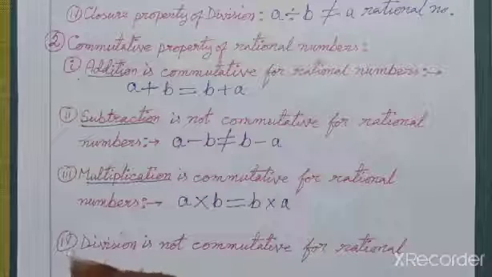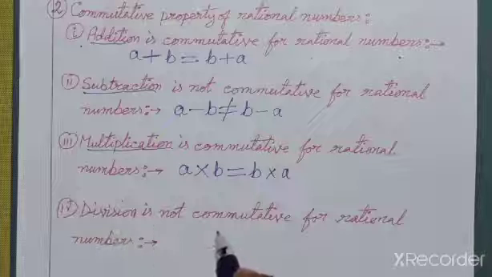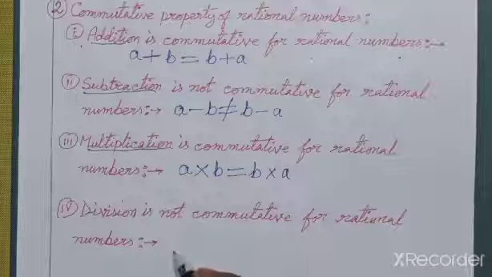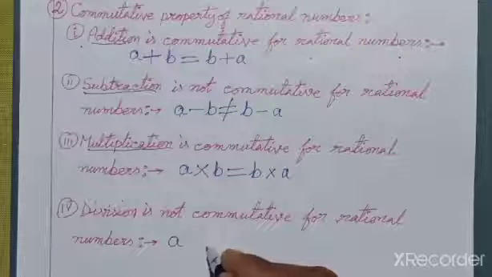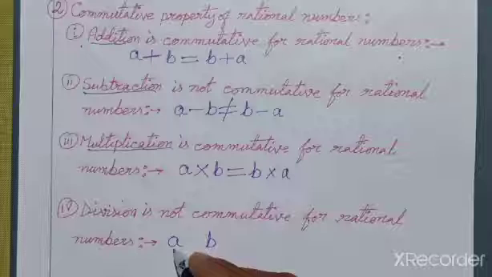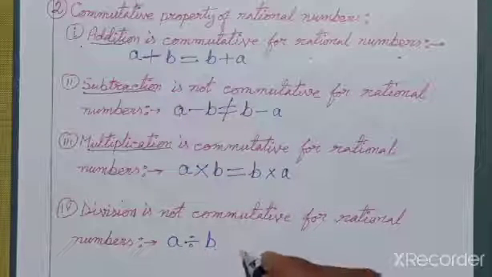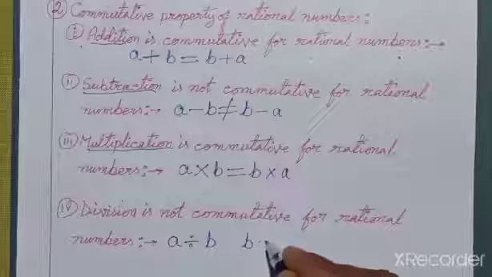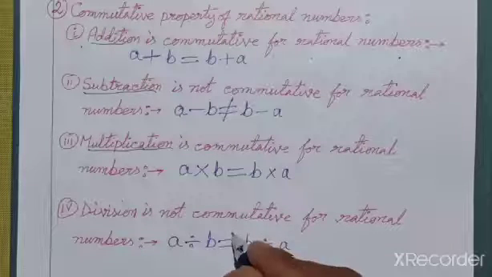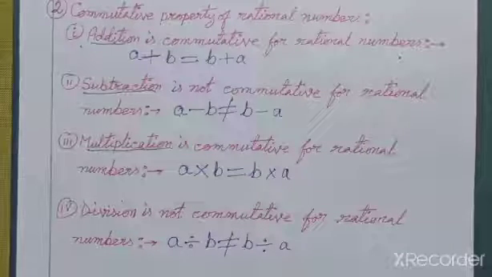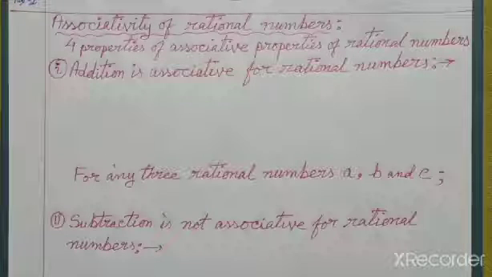Now property number 4. Division is not commutative for rational numbers. By this property, if the first rational number A is divided by the second rational number B, and the order is changed to B divided by A, these two values are not equal. This is what we have learned last time.